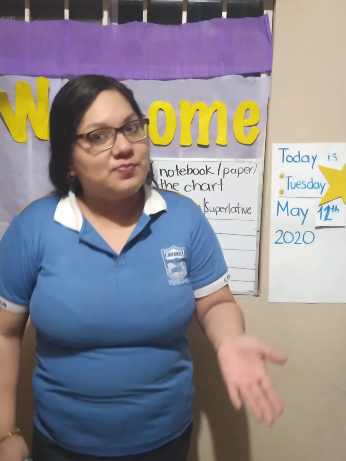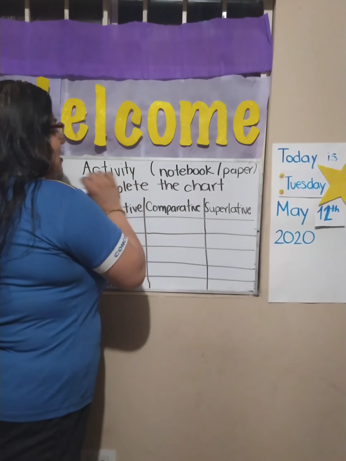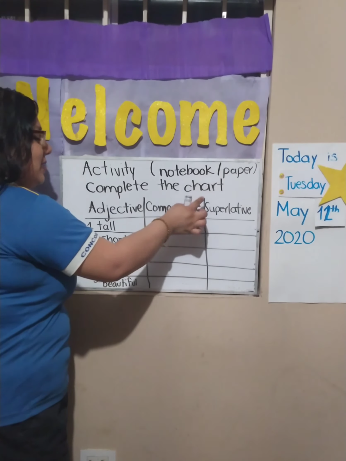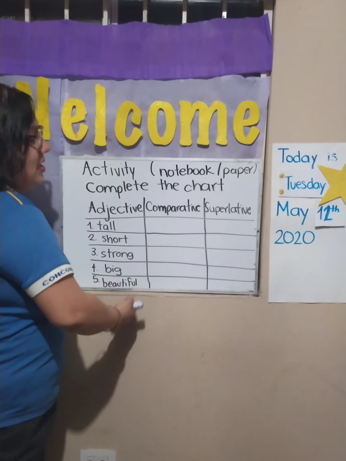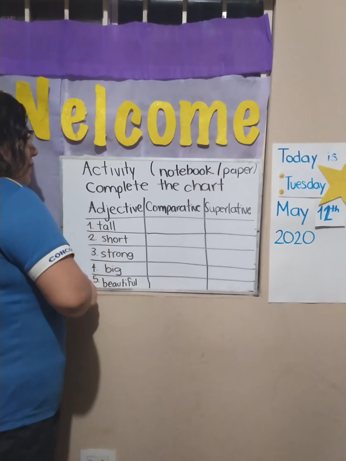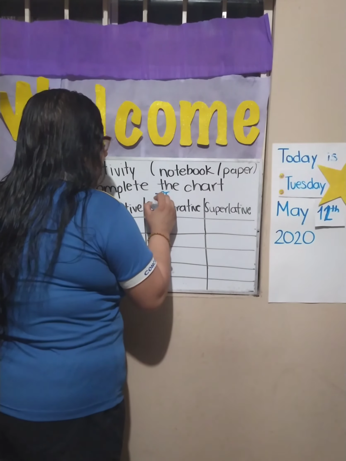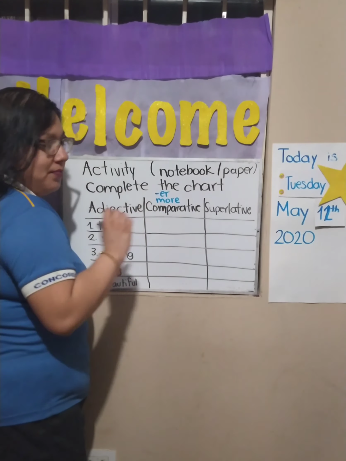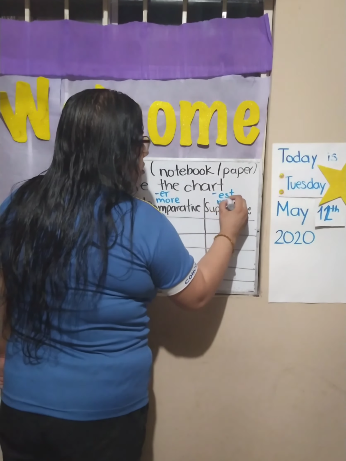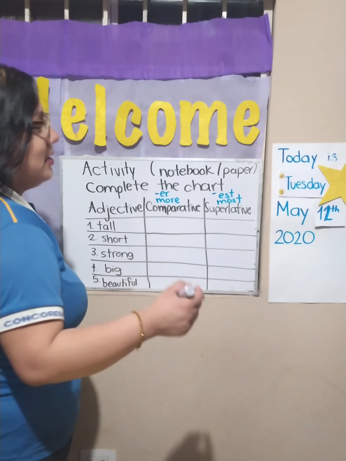Okay, now let's practice what we saw about comparatives and superlatives. We have an activity. Use your notebook or a sheet of paper. And instruction steps. Complete the chart. We have 5 adjectives and we have to write the comparative and the superlative form for each one. Remember, comparatives end with ER and the clue word is more. The superlative ends with EST and the clue word is most. Okay, are you ready? Let's start all together.